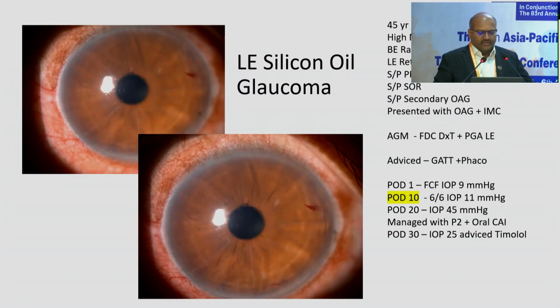So silicone oil glaucoma is again an issue. This patient had, as you can see, radial keratotomies, and he had retinal detachment. Silicone oil was injected, and then he was settled, RD was settled. Then he was left with a visual acuity of, with cataract, about 6/24. Then we did a GAT with a phaco for him. And he had an IOP fluctuation.